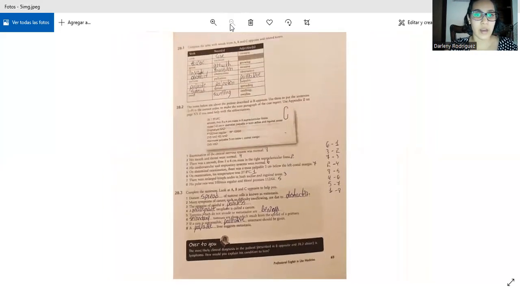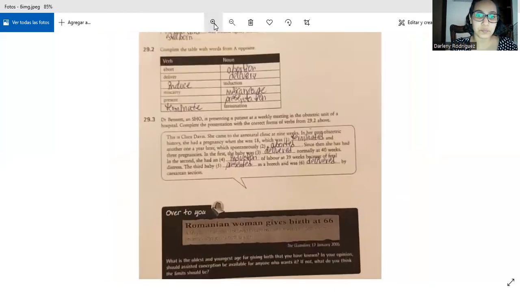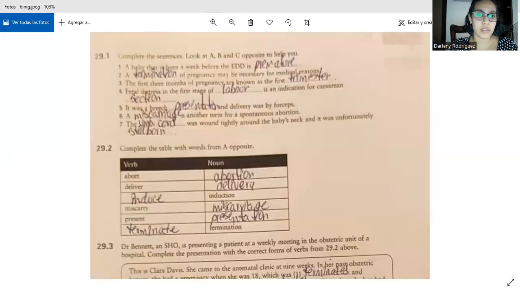Now I continue with the chapter 29.1. Complete the sentence. 1. A baby that is born a week before the EDD is premature. A termination of pregnancy may be necessary for medical reasons. The first 3 months of pregnancy are known as the first trimester.